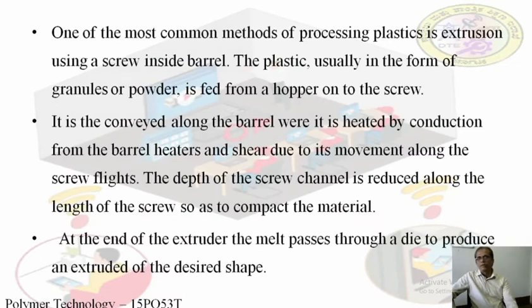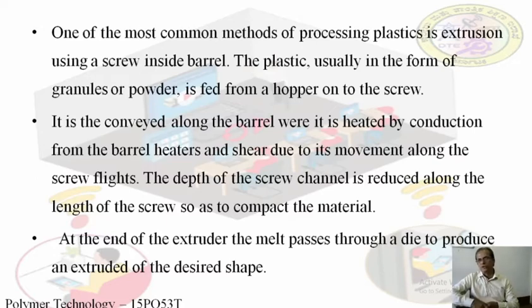One of the most common methods of processing of plastics is extrusion using a single screw inside a barrel. Just now we have seen. The plastic, usually in the form of granules or powder, is fed from the hopper onto the screw. It is conveyed along the barrel, where it is heated by conduction from the barrel heaters and shear due to its movement along the screw flights.